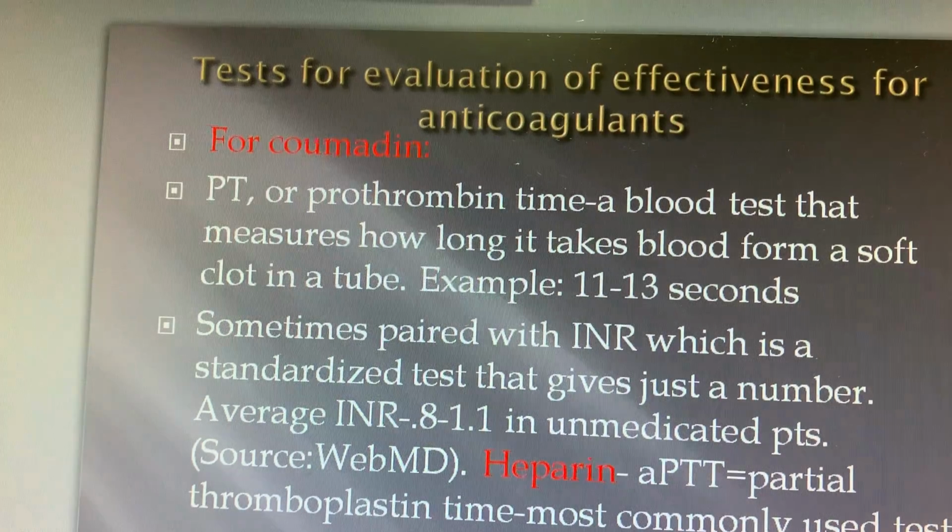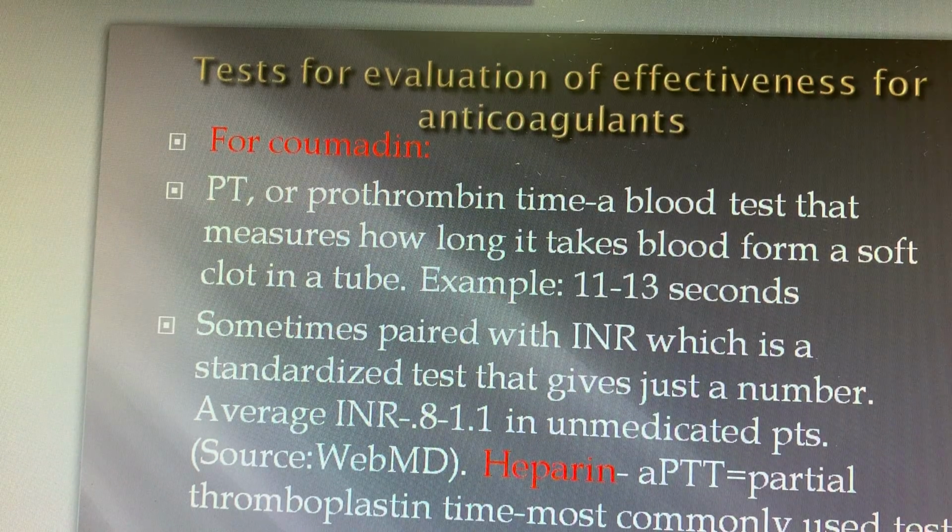When we have somebody on warfarin, we want that number to be somewhat higher, and we'll talk about that in the next slide. Now, the test for heparin is the PTT, the partial thromboplastin time. Once again, it's a time, so we're going to be measuring it in seconds.